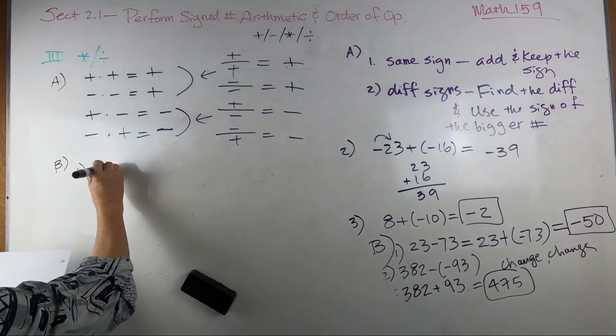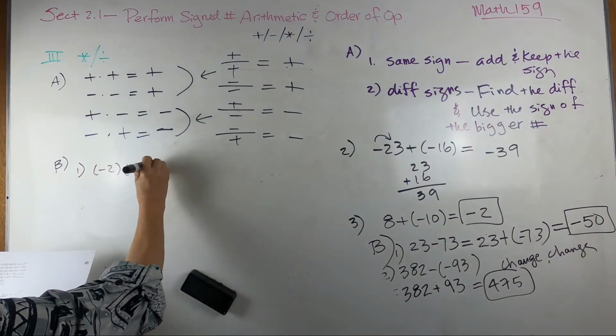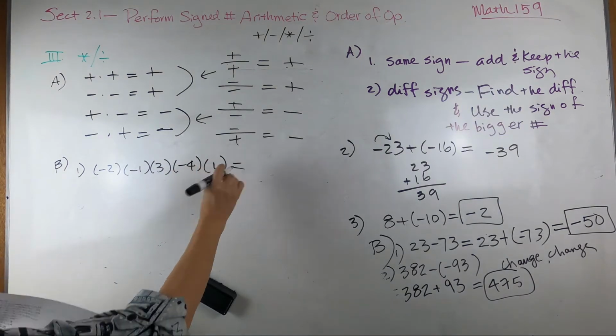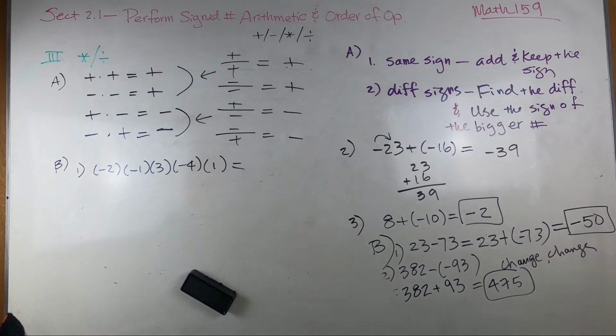First one, -2, -1, 3, -4, and 1. So you will take care of the signs first. Negative, negative, negative. What do you think? Right?